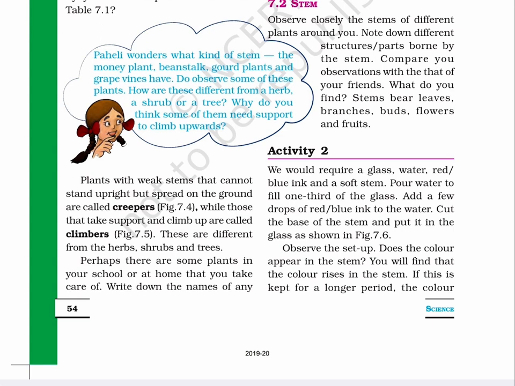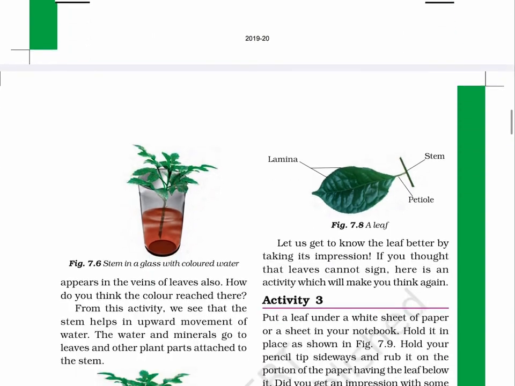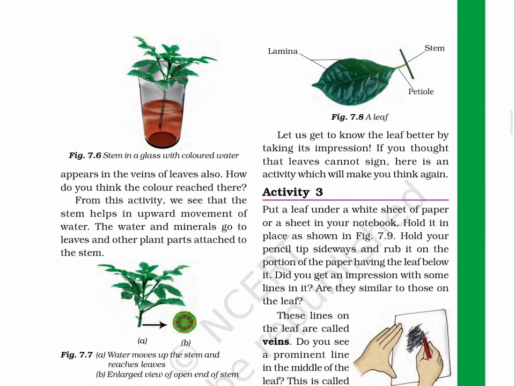You will find that the color rises in the stem. If this is kept for a longer period, the color appears in the veins of leaves also. How do you think the color reached there? Page 55. From this activity, we see that the stem helps in upward movement of water. The water and minerals go to leaves and other plant parts attached to the stem.